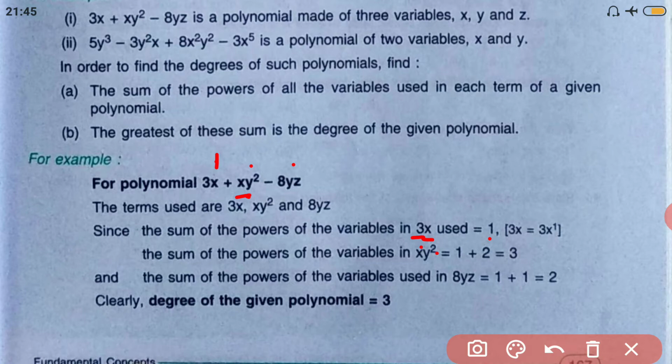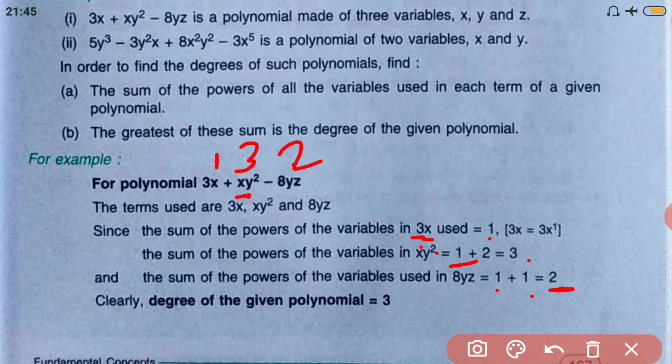So 2 plus 1 will give me 3. So the next term is having power 3. Okay. Now let us go to the last term, which is minus 8yz. The sum of the powers of the variables yz is 1 plus 1, because y also doesn't have any power, z also doesn't have any power. So if they don't have any power, it will be 1 and 1, which, if I add them, I should get 2. So here 2.